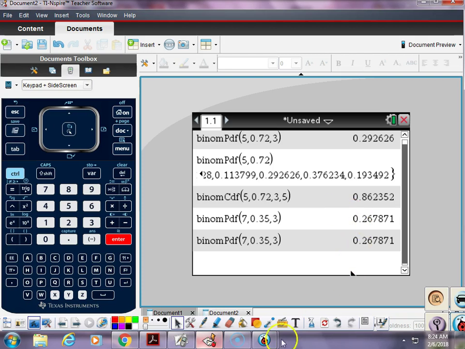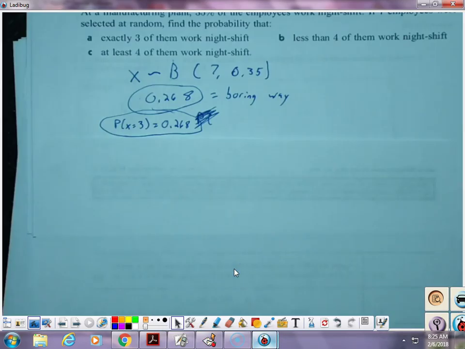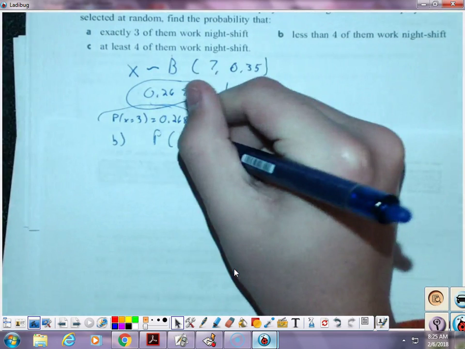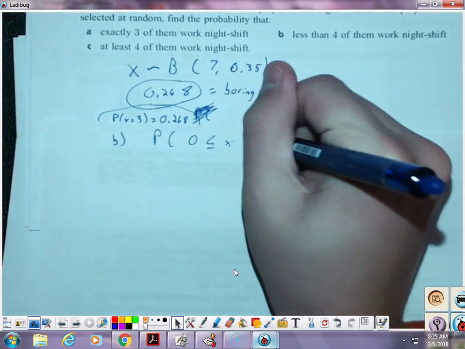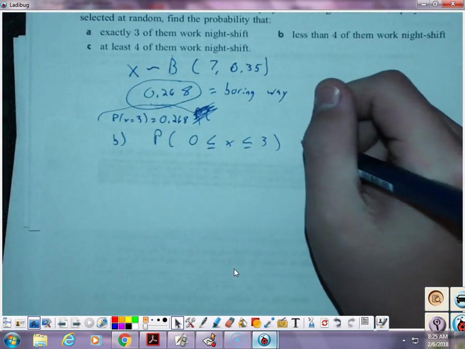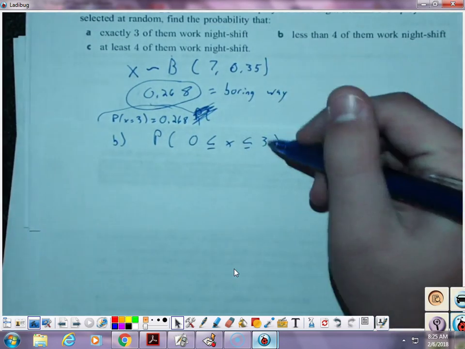Okay, so then. Go on, Jack. B. We're going to move a lot faster now. Less than 4 of them work night shift, so it's less than 4. It's between what and what? 0 and 3. So you need to write probability 0 is less than or equal to x is less than or equal to 3. And highly emphasize the 0 to them because people leave out 0 a lot. They'll go like 1 to 3.